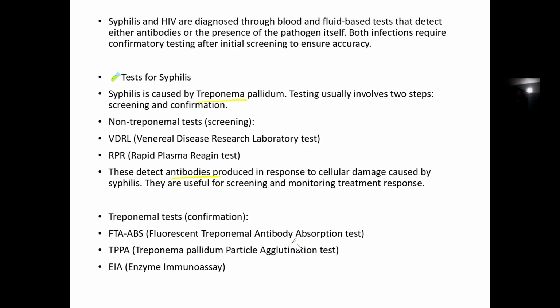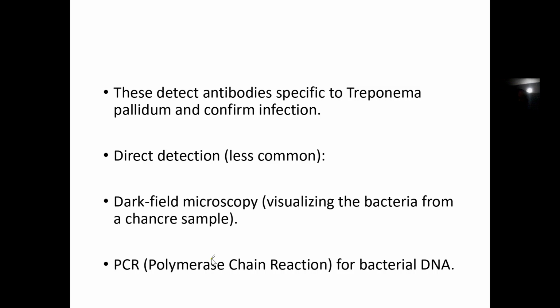Then we have the treponemal tests, which include the fluorescent treponemal antibody absorption test, the Treponema pallidum particle agglutination test, then enzyme immunoassays. So those ones basically detect antibodies that are very specific to the Treponema pallidum. It's not due to what? The cell damage caused by it now. Those antibodies are now what? 100% very specific to what? The organism causing the issue.